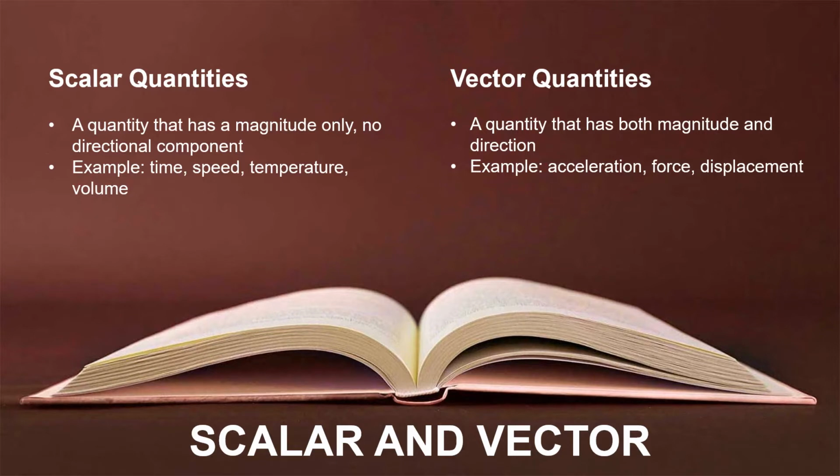Okay, next is about the scalar quantity and vector quantity. So the difference between the scalar quantity is a quantity that has a magnitude only and no directional component. Manakala seperti time, speed, temperature and volume. Manakala vector quantity adalah quantity that has both magnitude and direction. For example, acceleration, force and displacement.